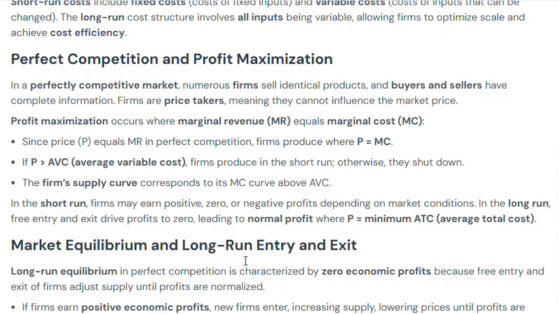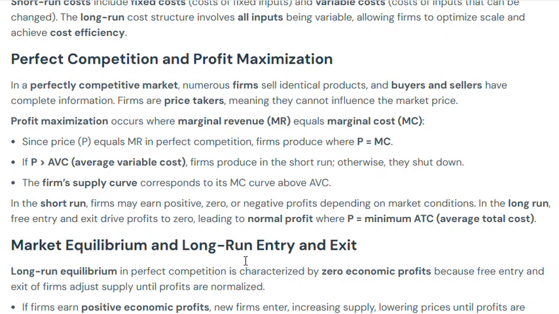Perfect competition and profit maximization. In a perfectly competitive market, numerous firms sell identical products and buyers and sellers have complete information. Firms are price takers, meaning they cannot influence the market price. Profit maximization occurs where marginal revenue equals marginal cost. Since price equals marginal revenue in perfect competition, firms produce where price equals marginal cost.